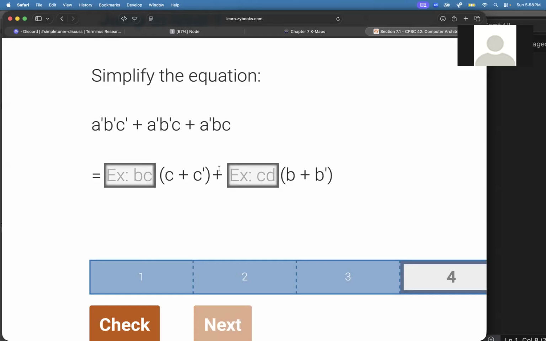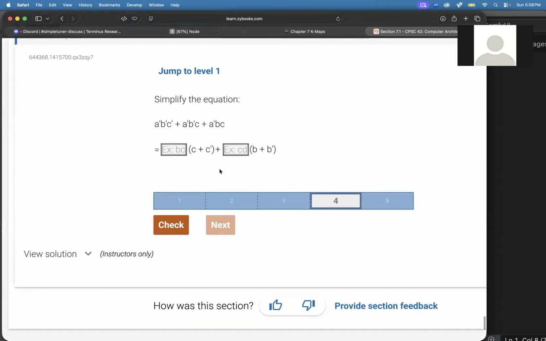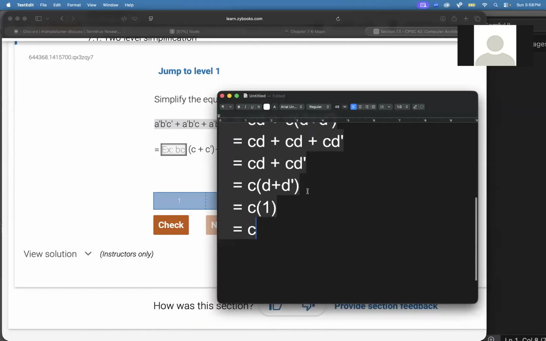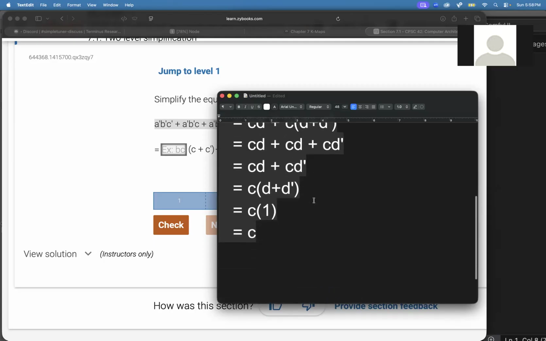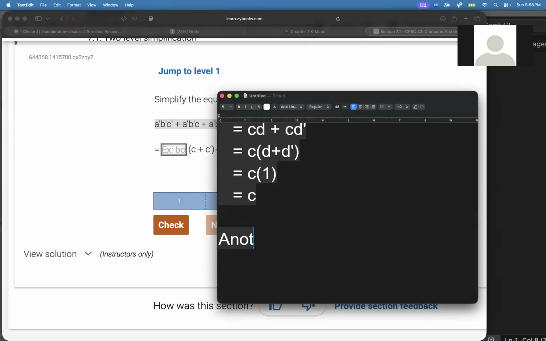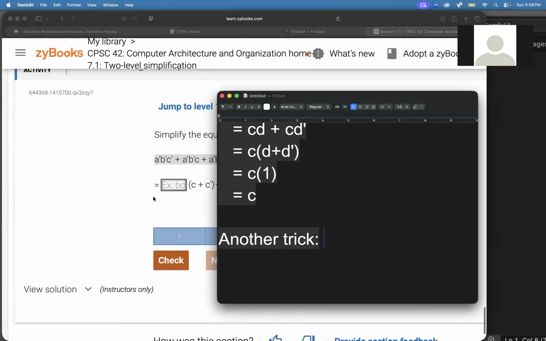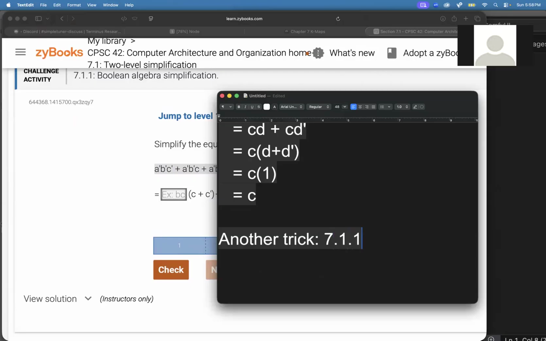Whoa. So what did they do here? Oh, this is an interesting one. So there's a trick here. When you have 3 terms like this, so this was kind of a trick, right? There's also another trick here. This is for, what was it, 7.1.1. I think number 4, right? The fourth one was what we were doing.